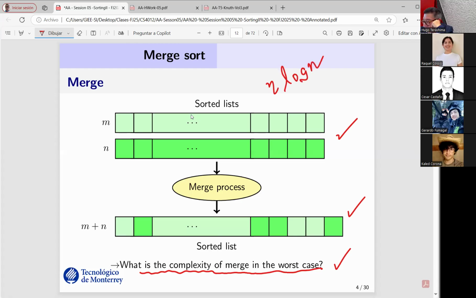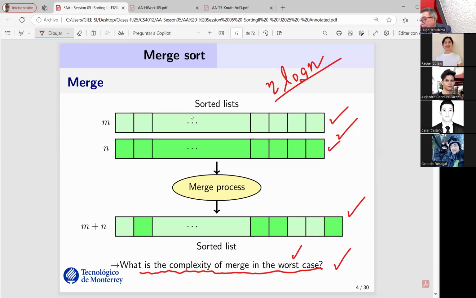N log n is related to what? The lower bound of the sorting algorithm. So I have n elements and I try to sort them. But there's a special condition here in which this one is already sorted and this one is already sorted. Does that make a difference for the complexity of the merge? No, because you still need to make n comparisons. In fact, you meant the complexity of the merge only? The merge only.